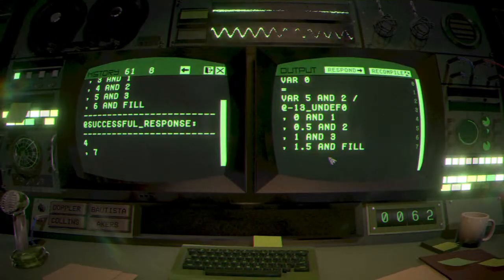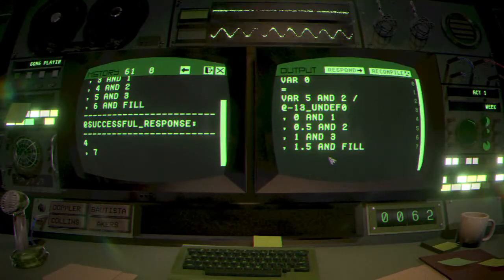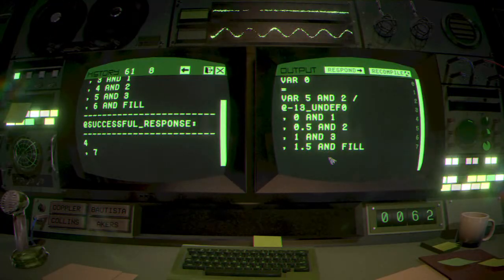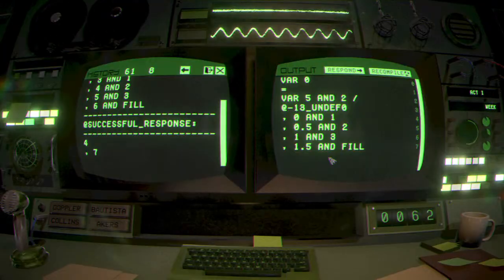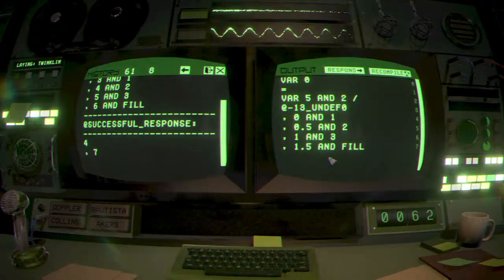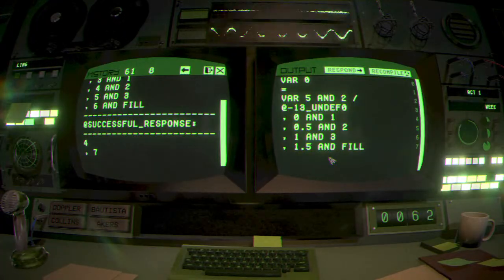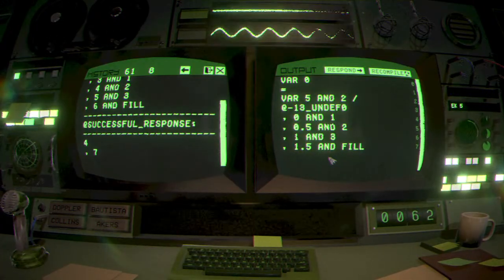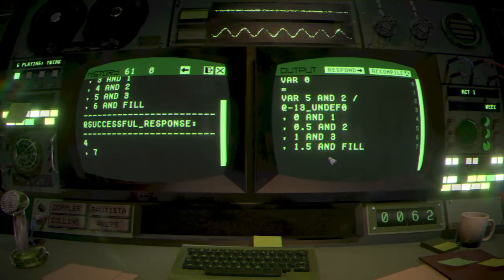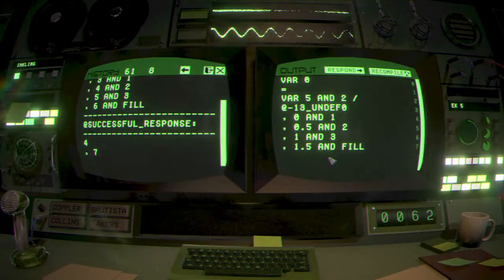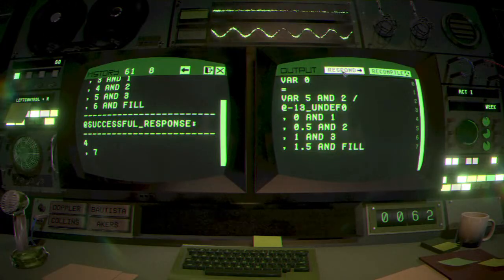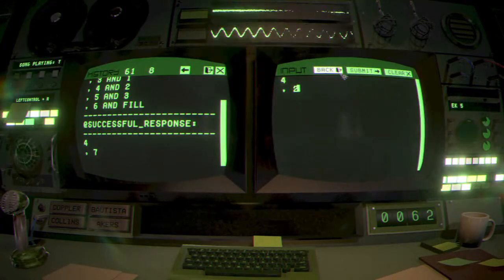Variable 0 equals variable 5 and 2. Variable 5 divided by 2. So I guess it's just flipped. Left hand side is equal to right hand side divided by 2. No, that is how it works. Left hand side is equal to right hand side divided by 2. So the next is going to be 4, 2.